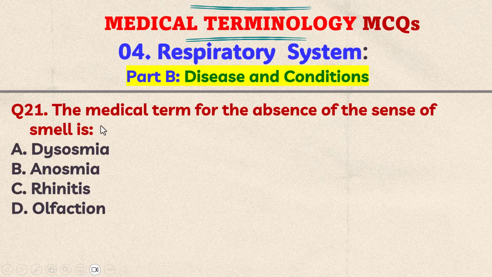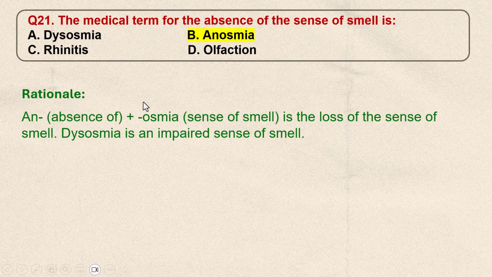Question number 21. The medical term for the absence of the sense of smell is A, dysosmia, B, anosmia, C, rhinitis, D, olfaction. Think the answer. The correct answer is B, anosmia. Ano means absence of, osmia means sense of smell. So it's the loss of the sense of smell. On the other hand, dysosmia is an impaired sense of smell.